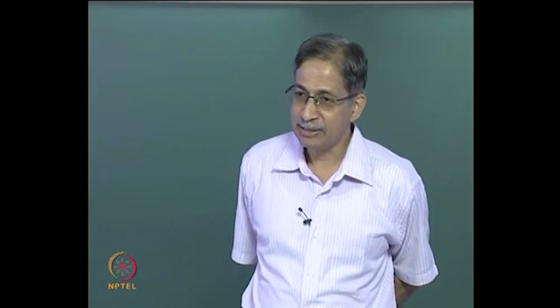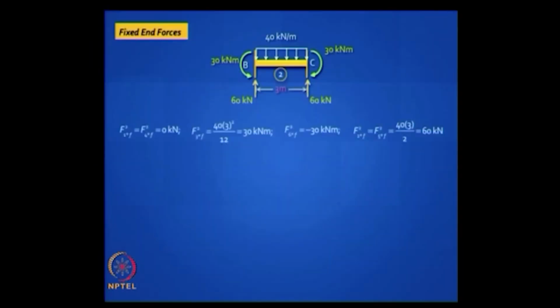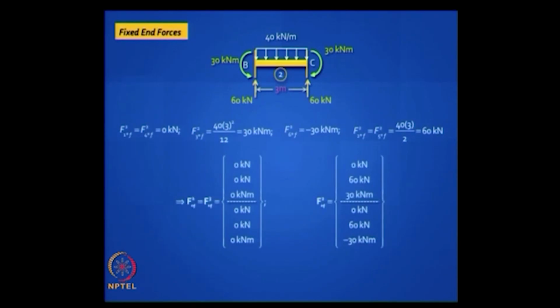Now the fixed end forces are very easy to calculate. In this case, of the 3 elements only the second element is loaded, it has a UDL, so you can find the end moments and the vertical forces, and write it in a vector form. So you have F2 star F having that non-zero vector, whereas F1 star and F3 star will be null vectors because there is no load in those 2 elements. Clear? What do you do next?